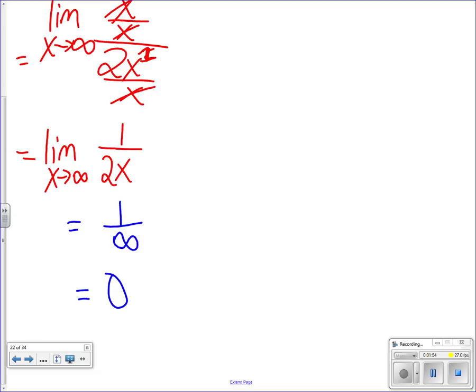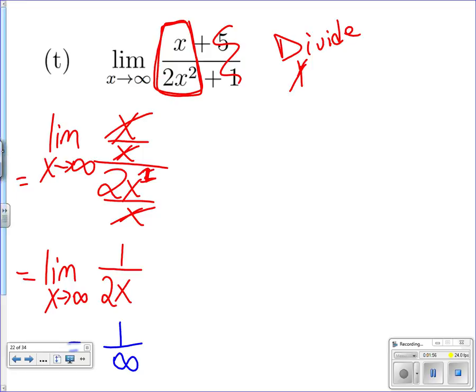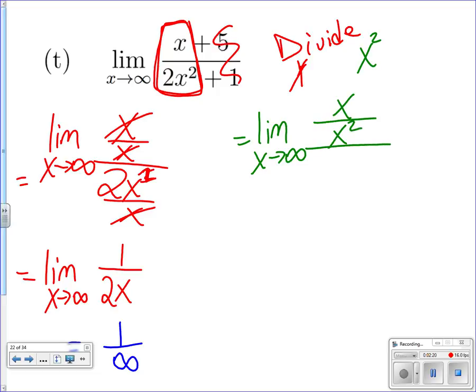Now, the other method I'm going to use is, instead of just dividing it by x, I'm going to try dividing it by x squared. So we'll do that one in green. So when we do that, we have the limit as x approaches infinity. Again, this is just another option that you can do. The red was perfectly acceptable. So on the green, we have x over x squared all over 2x squared over x squared.